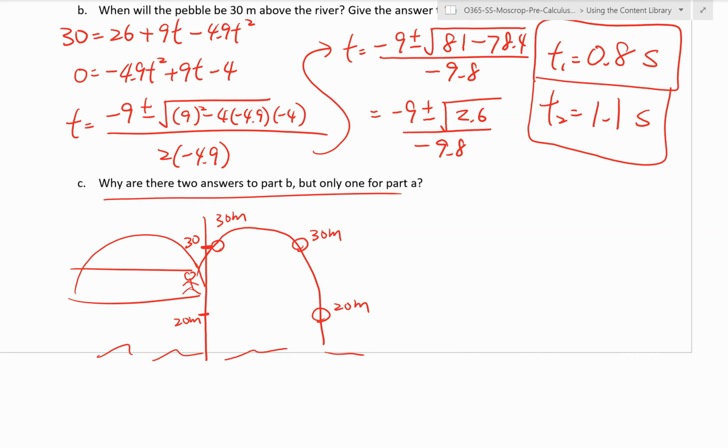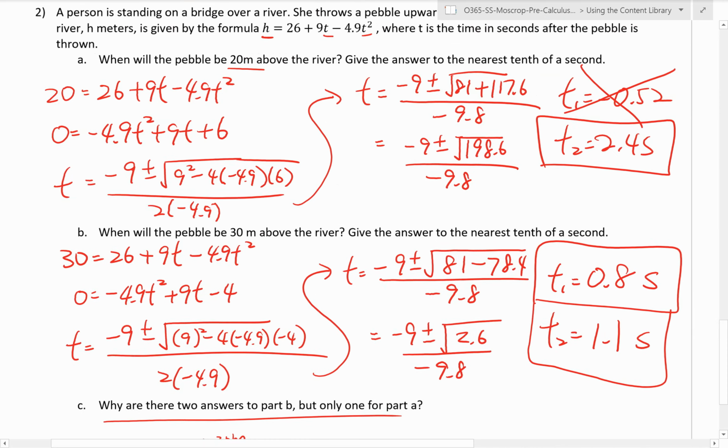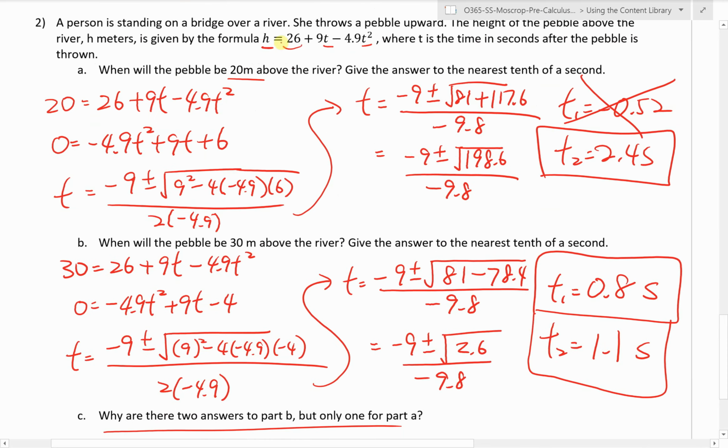Okay, and again, you can tell actually from the equation. You see, this is 26 right here. That 26 tells me that the height of the bridge is 26 meters. How do I know that? Because when time is 0, this becomes 0, this becomes 0. So the height at time 0 is 26 meters, and that's where this person is throwing the pebble.